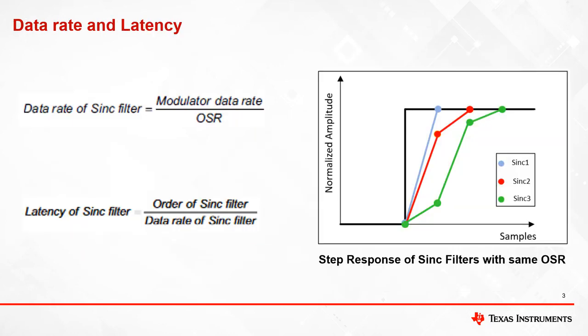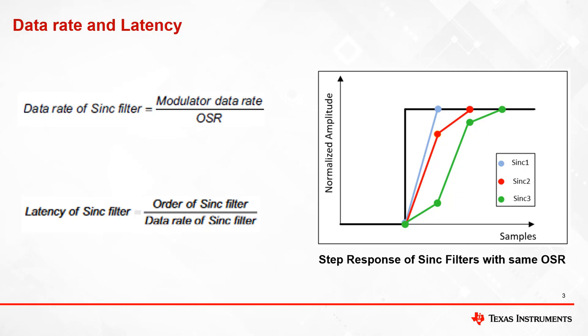Now let's look at the data rate and latency of sinc filters. The data rate of a sinc filter is essentially the throughput of the filter. It depends upon the SD modulator data rate and OSR settings. The equation to calculate the data rate of a sinc filter is shown below. It is important to note that the order of the filter doesn't affect the data rate.